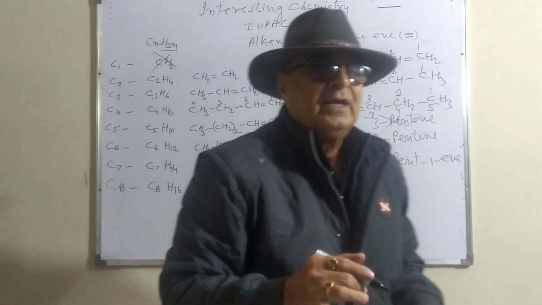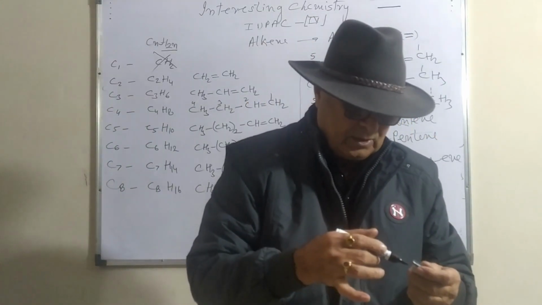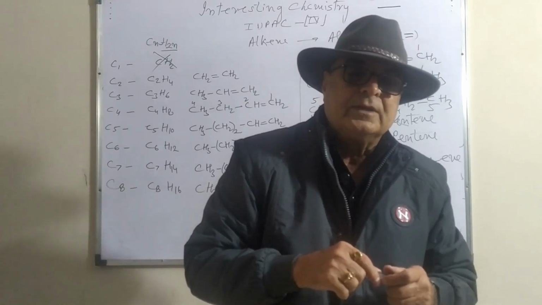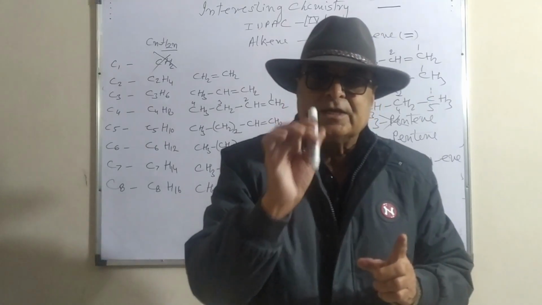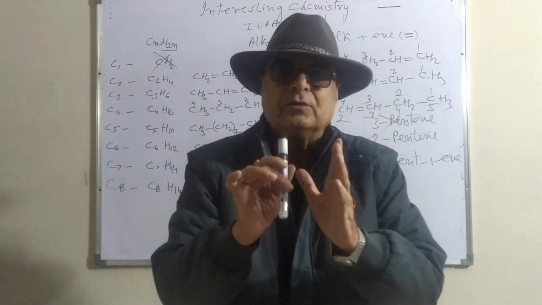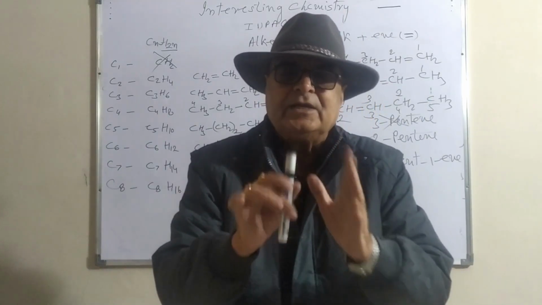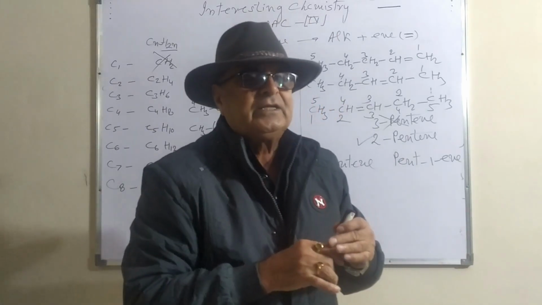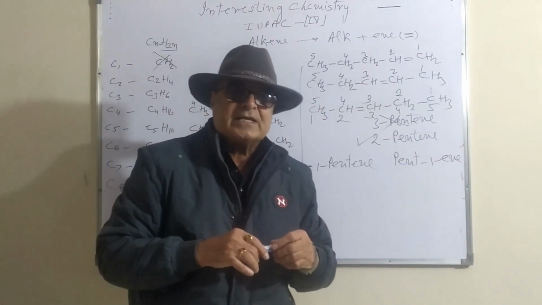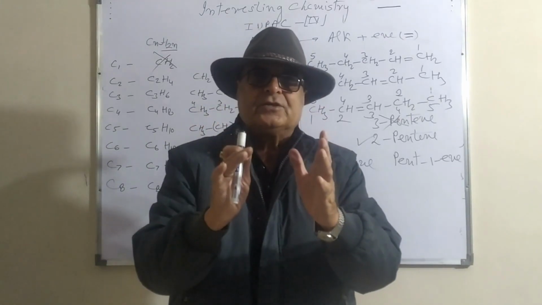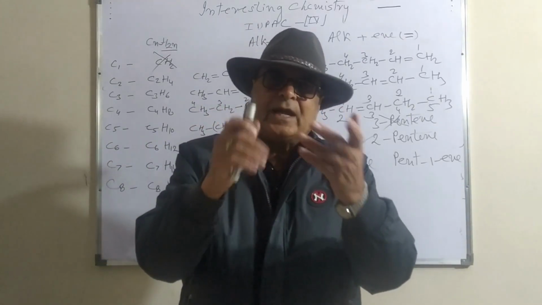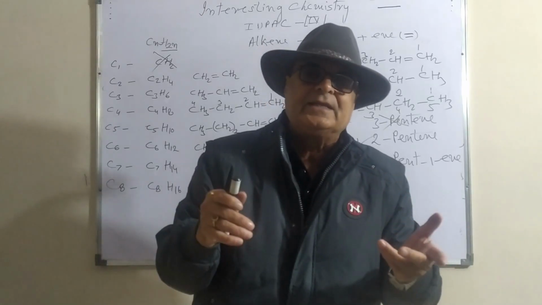So you should be careful when you give the numbers to the longest carbon chain. The double bond should be given the least number. Now I am telling you, taking some examples of structures, how will you write the name of different alkenes?